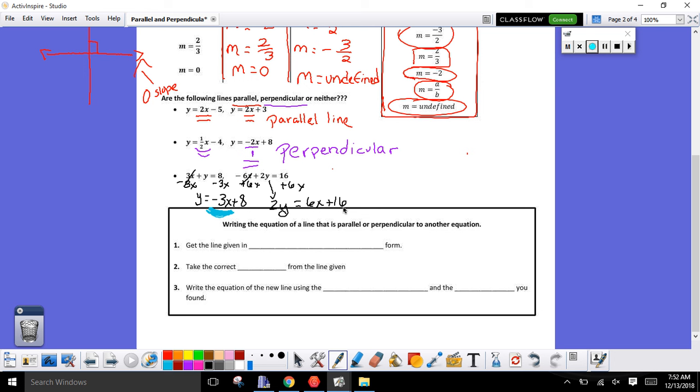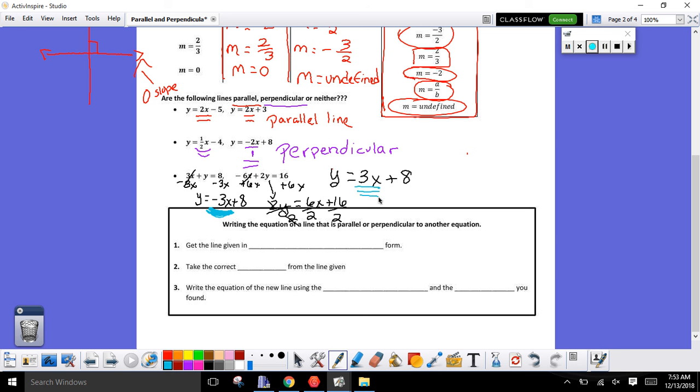The last thing I need to do to leave y by itself, to isolate the variable, is to divide everything by 2. So I'm going to divide every single number by 2. Cancels out. So my final answer is y equals 6 divided by 2 is 3. I keep my variable x, and then 16 divided by 2 is going to be 8. My slope for this equation is 3x.